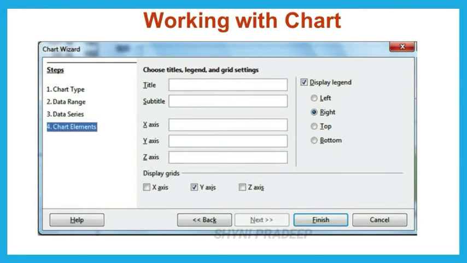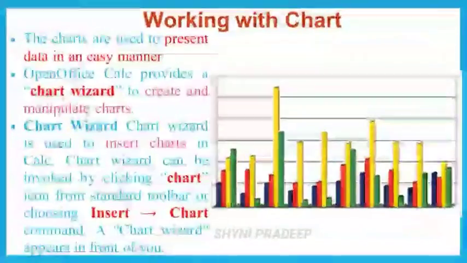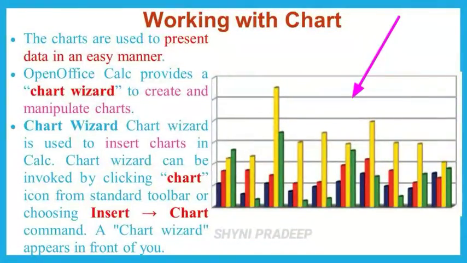In this step, in the title box, type the title for the chart. If you want to add a subtitle, you can type the subtitle in the subtitle box, and you can add or modify the labels of the X and Y axis. Okay. After that, click the Finish button. The chart is created now. Okay. See here, this is the example of a chart.